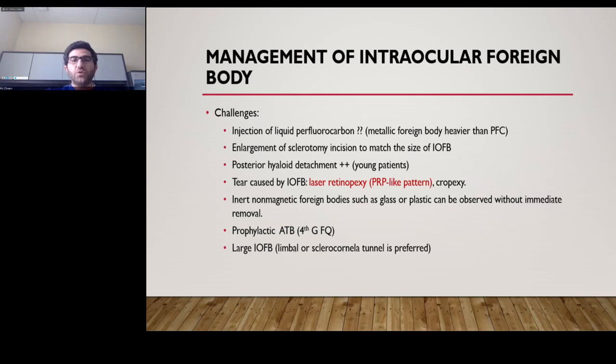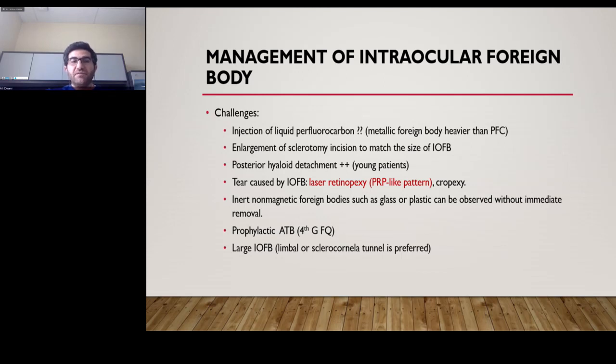I usually do 360 laser during the surgery when I remove an intraocular foreign body. Sometimes we can use perfluorocarbon to protect the macula, so if the foreign body falls from our forceps, it will not fall on the macula. We can enlarge the scleral incision to remove the foreign body, as we can remove it in different ways, as I will show you later on in this presentation.